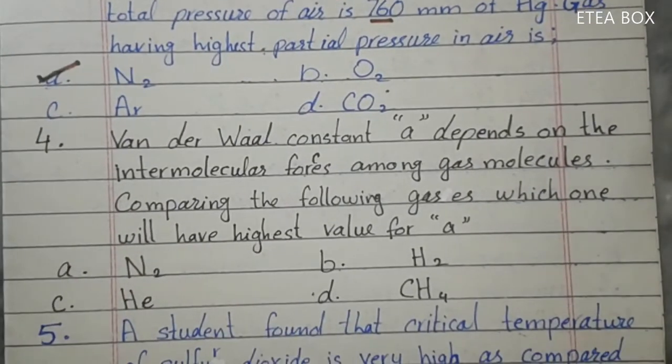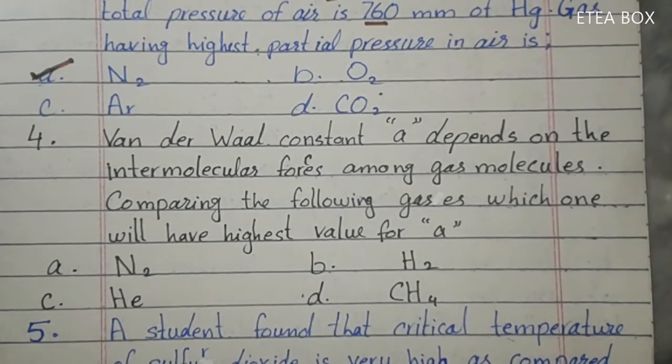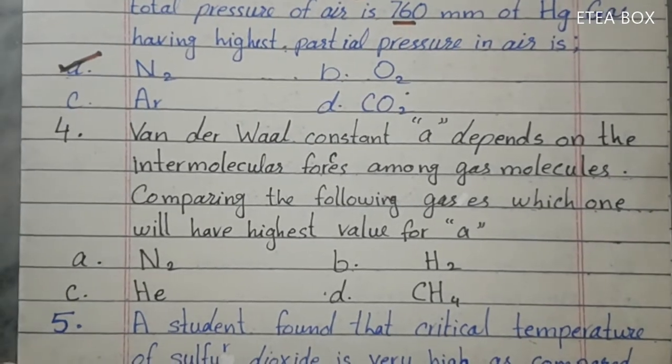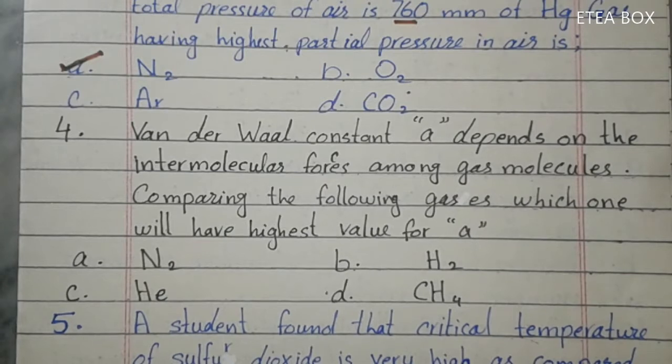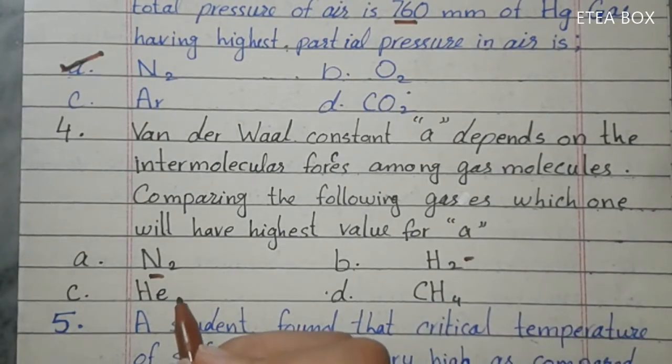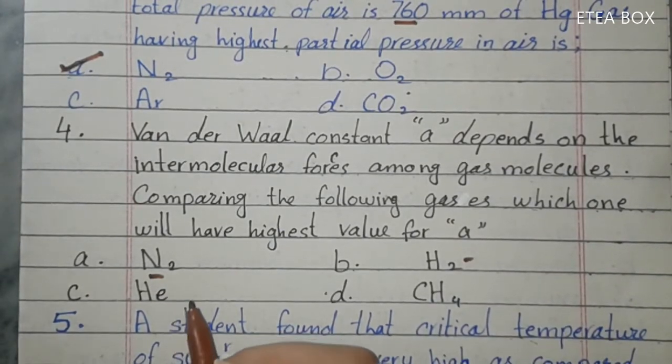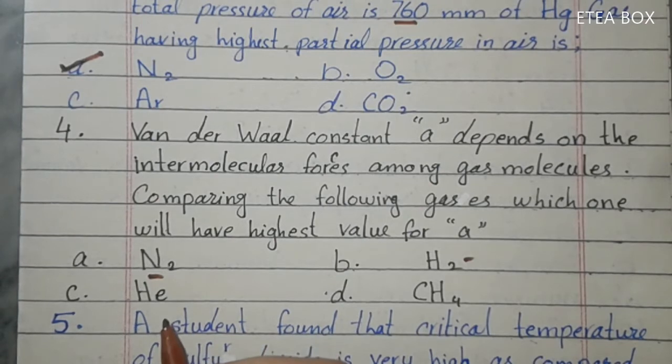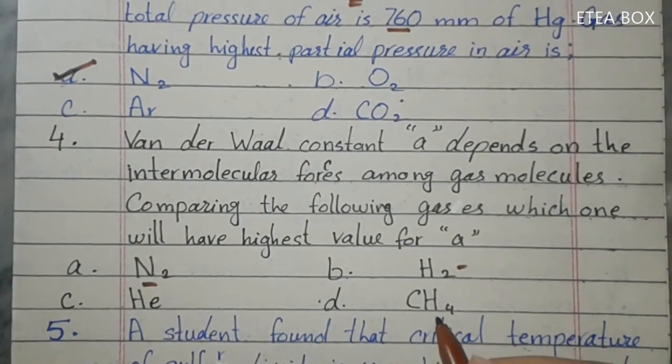Next, van der Waals constant A depends upon the intermolecular forces among the molecules. Comparing the following gases, which one has the highest value of A? Here we know that A is directly proportional to the intermolecular forces of the gas. N2 is non-polar, H2 is also non-polar, and helium is an inert gas, so it behaves ideally in most cases. So we are left with methane.